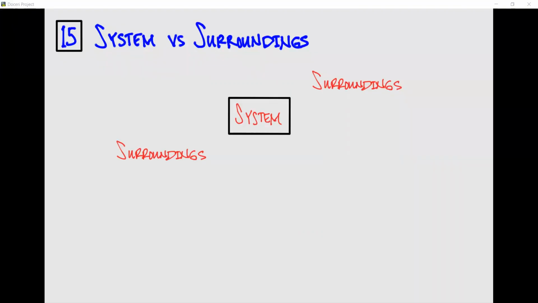So the system that we're studying can exchange energy with the surroundings. Energy can go into the system from the surroundings, or energy can come out of the system into the surroundings. So you learned the different types of chemical reactions involving heat. There's endothermic and exothermic. If energy is coming into the system, that would be endothermic. If energy is coming out of the system, that would be exothermic.